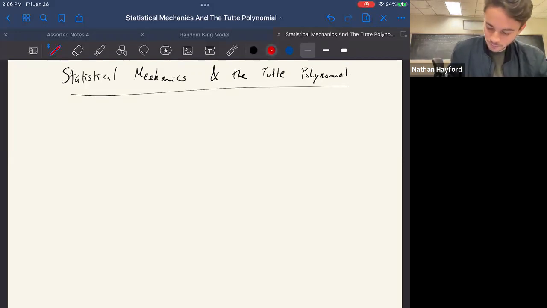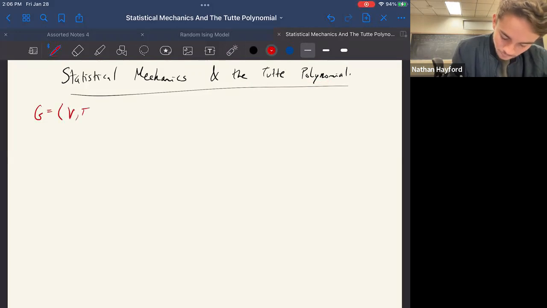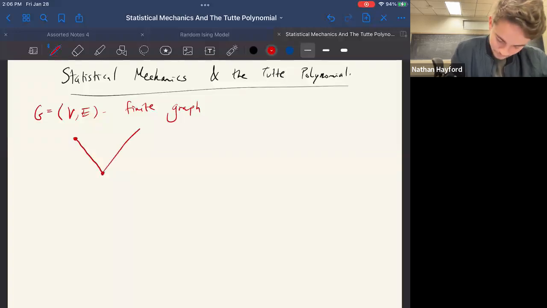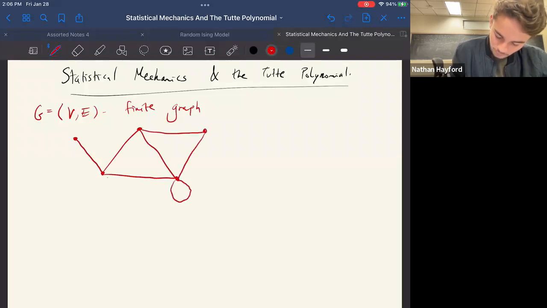So let's start with what I said here, the Touch Polynomial. So always G is going to be a finite graph, where V is a set of vertices, E is a set of edges. So everyone, I think, sort of knows what a graph looks like, but I'll draw one for fun. So here is a picture of a graph, and I allow loops and double edges. So all these things are allowed. So this is an example of a graph.